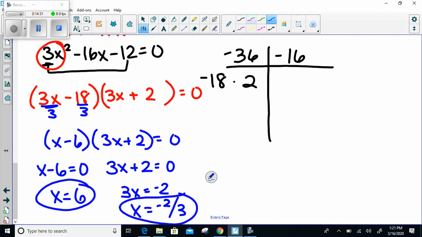So again, there's some examples of solving quadratics by factoring and solving quadratics using the roots method.